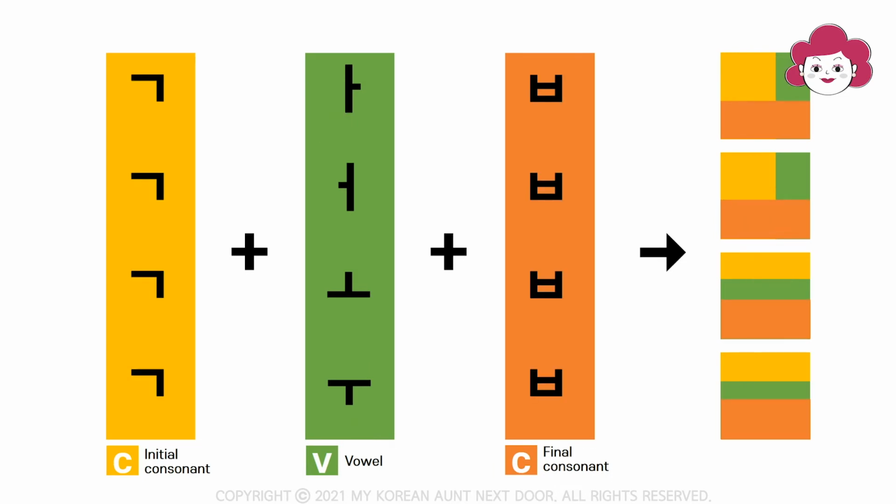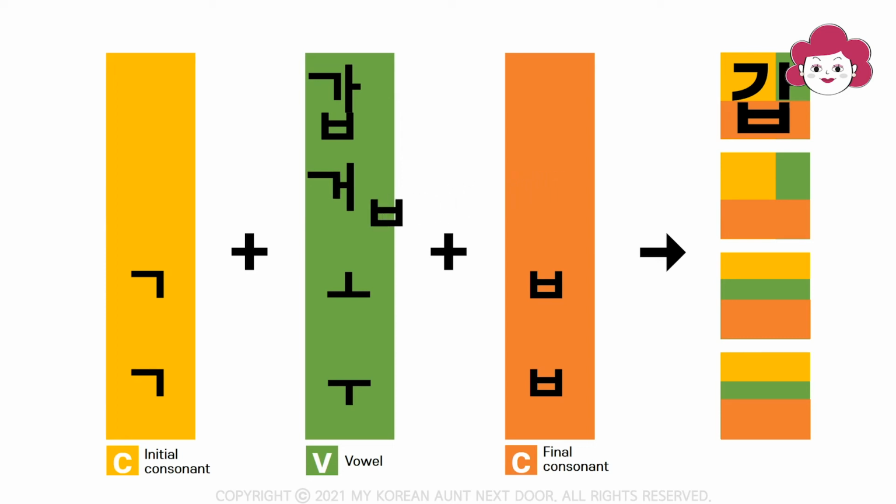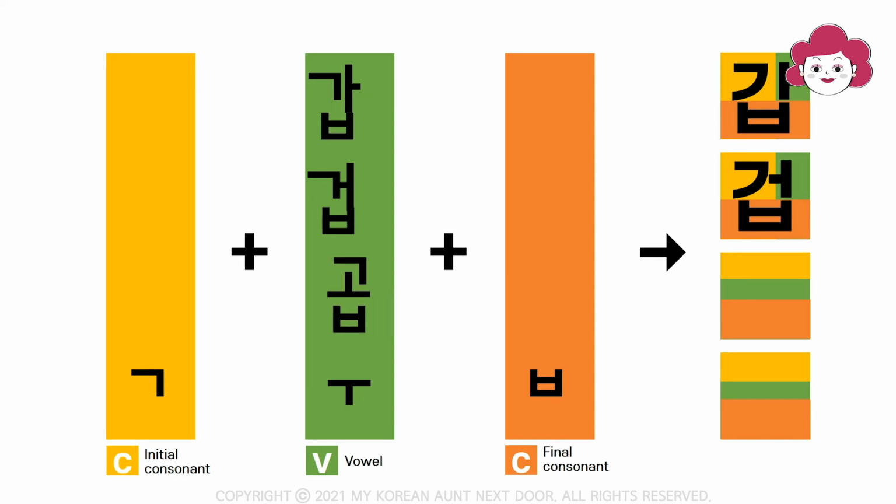Let's combine initial consonant, 기역, vowels, a, o, u, and the final consonant, 비읍. 갑, 겁, 곱, 굽.